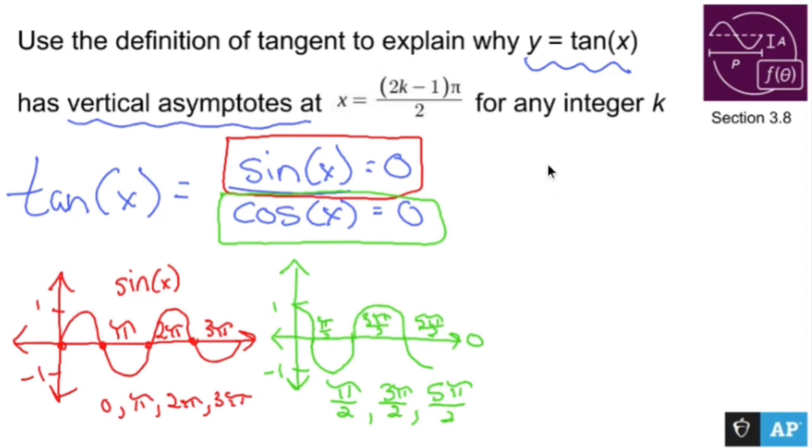Well, we would say something like pi over 2. And if I needed to include 3 pi over 2 and 5 pi over 2, basically I want to multiply this by every other number, every odd number. How do I write out every odd number? 2k minus 1 gives me every odd number.